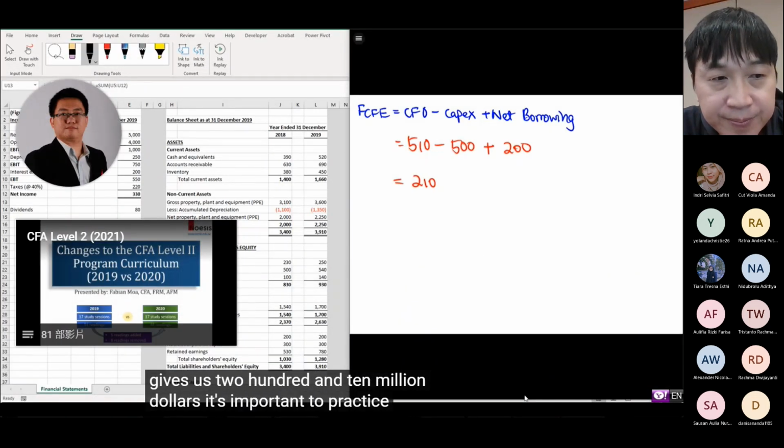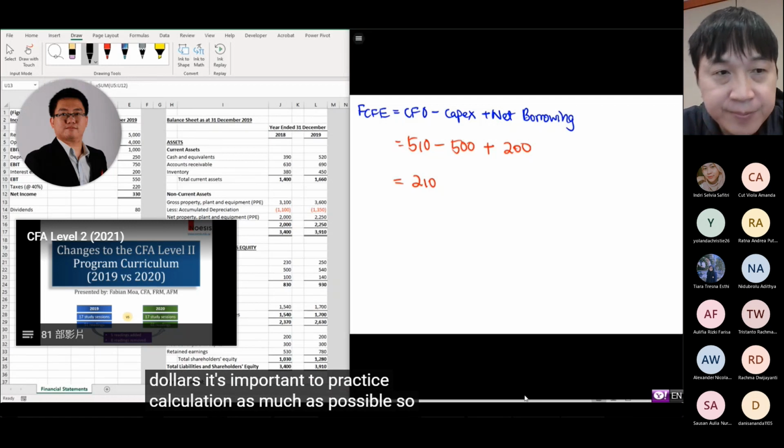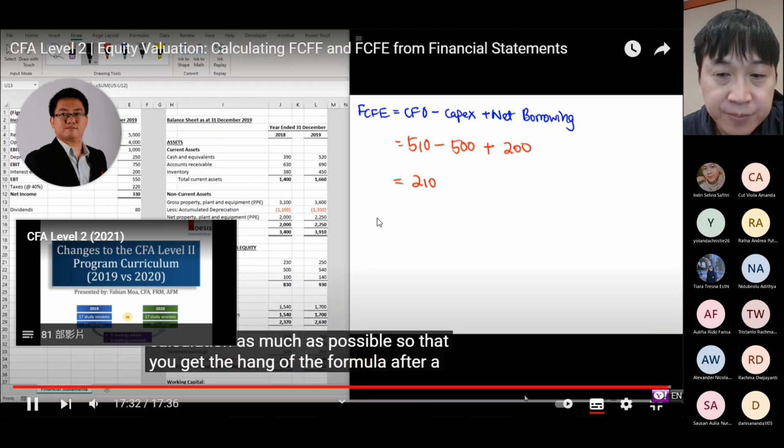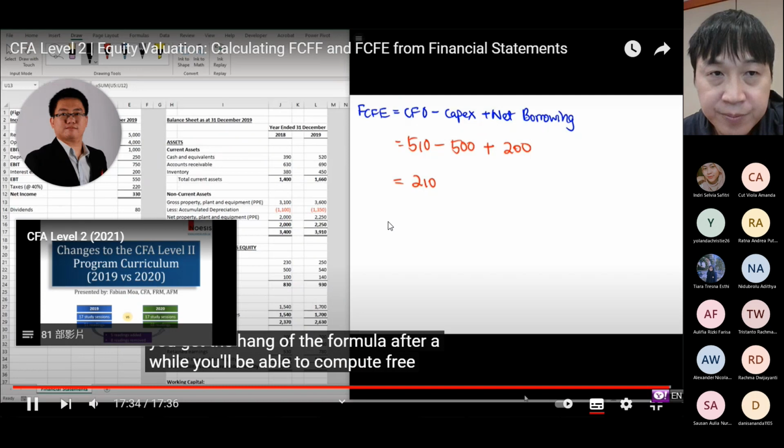It's important to practice calculation as much as possible so that you get the hang of the formula. After a while, you'll be able to compute the free cash flows without much difficulty.